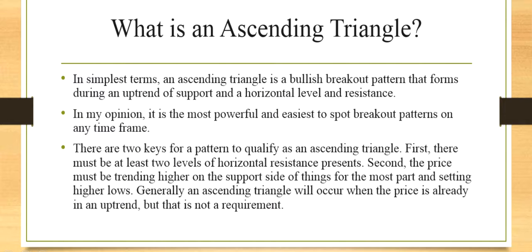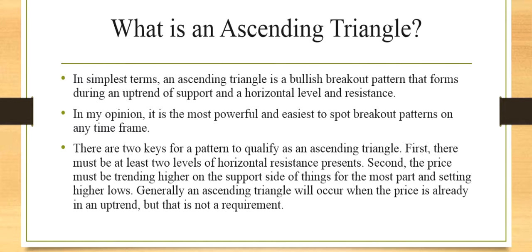So right off the bat, what is an ascending triangle? In simplest terms, an ascending triangle is a bullish breakout pattern that forms during an uptrend of support, so you have the support trending upwards, and a horizontal level of resistance, so the resistance is moving sideways. As I said, it is, in my opinion, one of the most, if not the most, powerful and easiest to spot breakout patterns on any time frame. You can find this on the 1-minute chart, the 5-minute, the 15-minute, the 60-minute, the 1 day, the weekly, the monthly, whatever it is, you can find this pattern present many, many times.